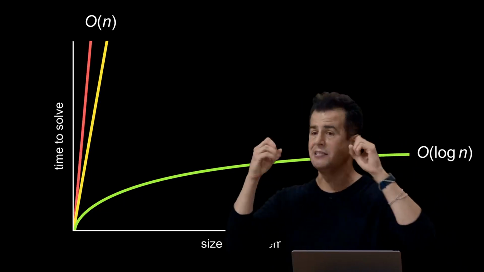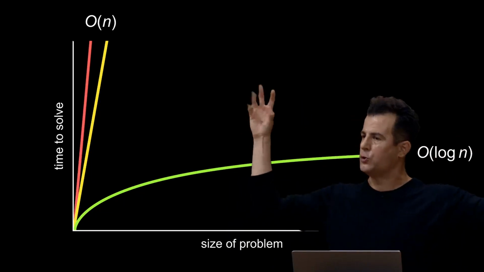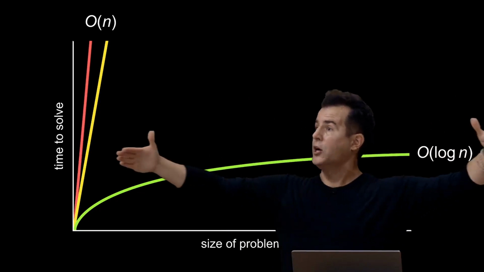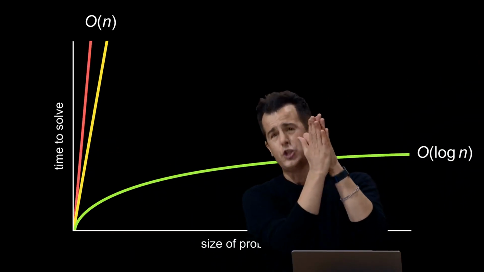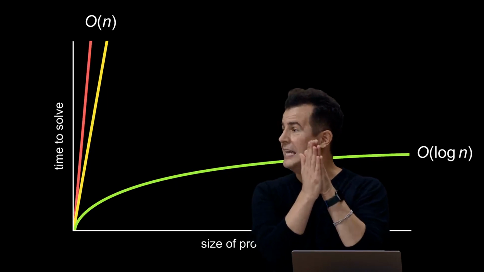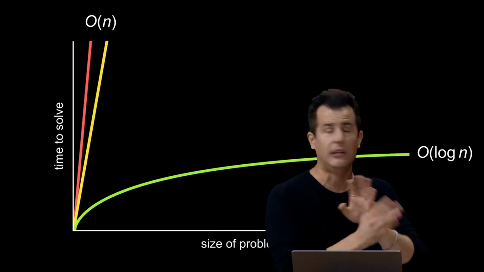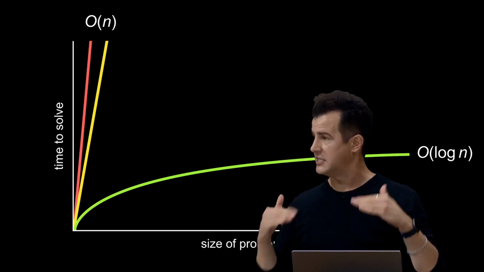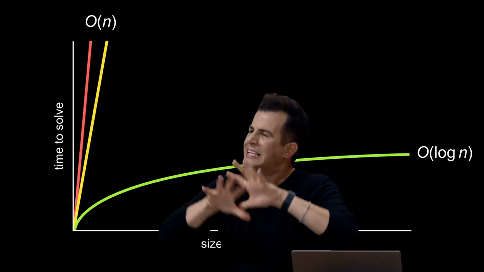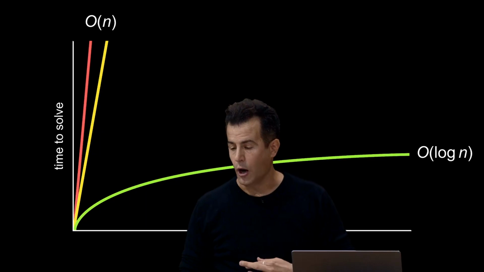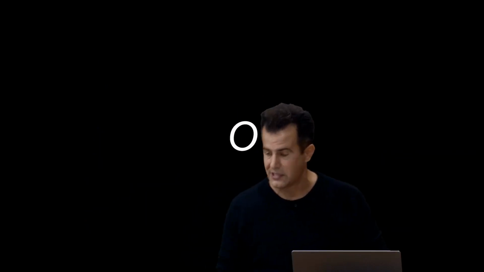Because imagine in your mind's eye, as you zoom out, zoom out, and as n gets much, much bigger on the x-axis, the red and the yellow line are essentially going to look the same once n is sufficiently large. But the green line is never going to look the same. It's going to be a fundamentally different shape. And so that's the intuition of big O, to get a sense of these rates of performance like this.